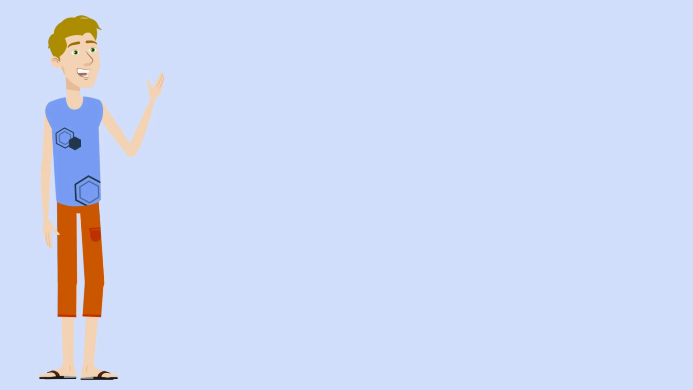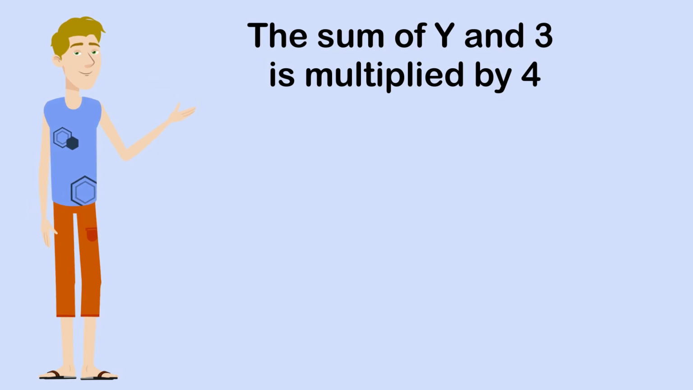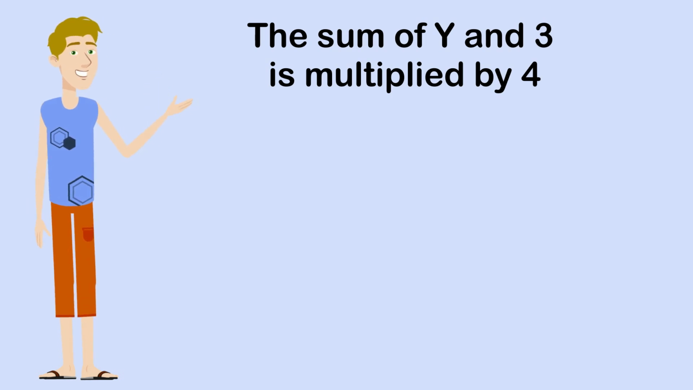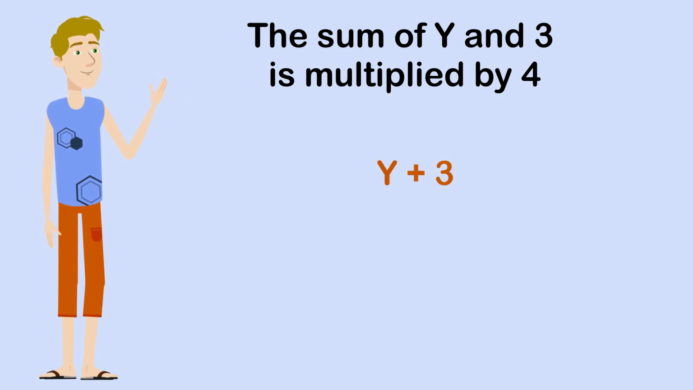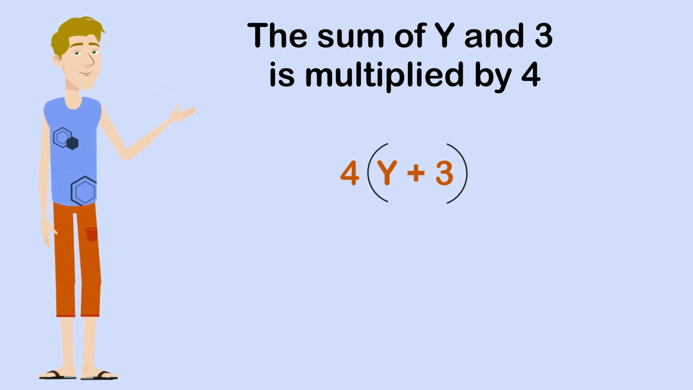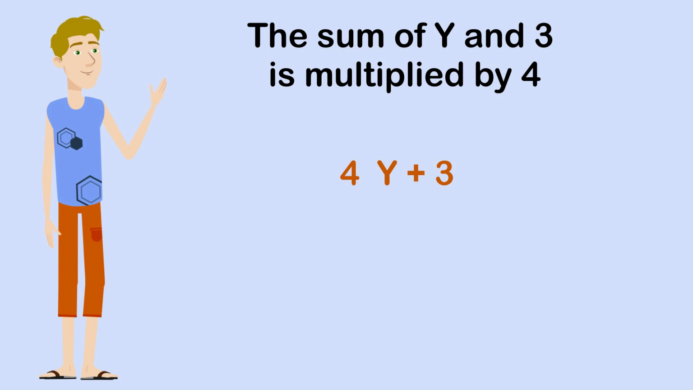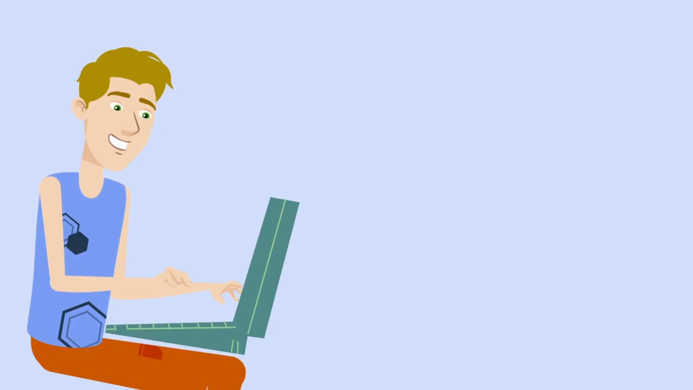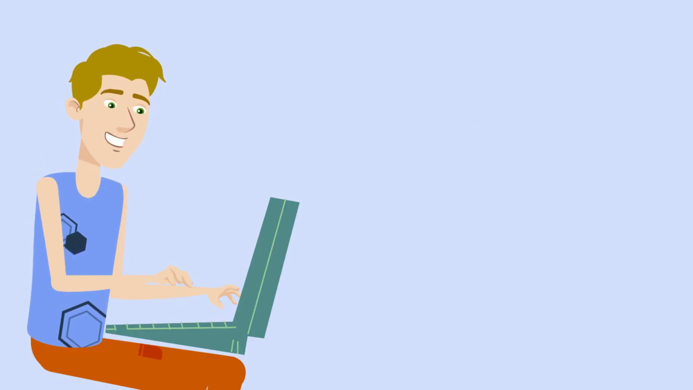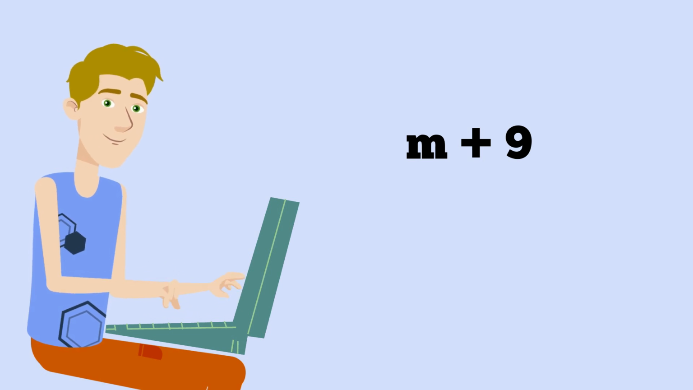A special case here is a sentence like this. The sum of y and 3 is multiplied by 4. This means that both y and 3 together are multiplied by 4, so we need to put them in a bracket first, then show the multiplication. If we don't put the bracket, the expression will mean that only y is multiplied by 4, which is not accurate. Let's look at another example, but this time we need to write a description for this expression.